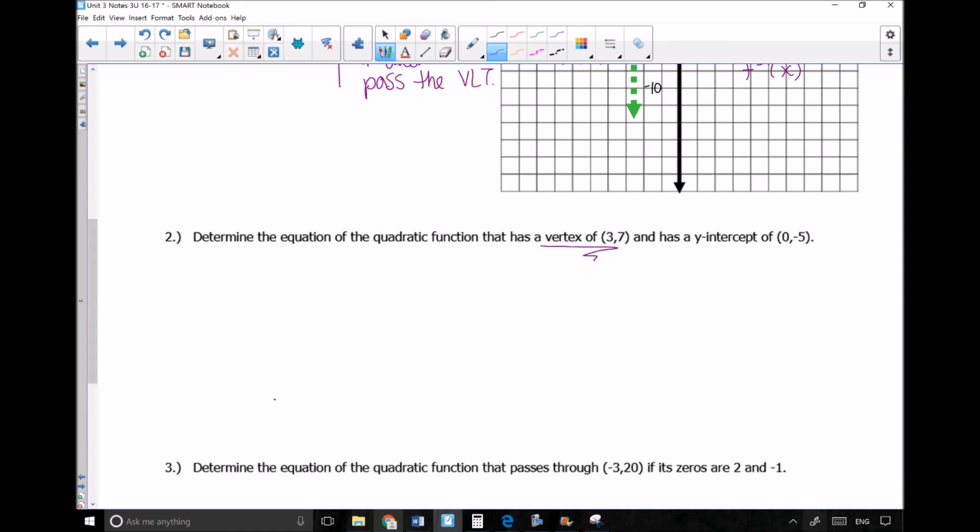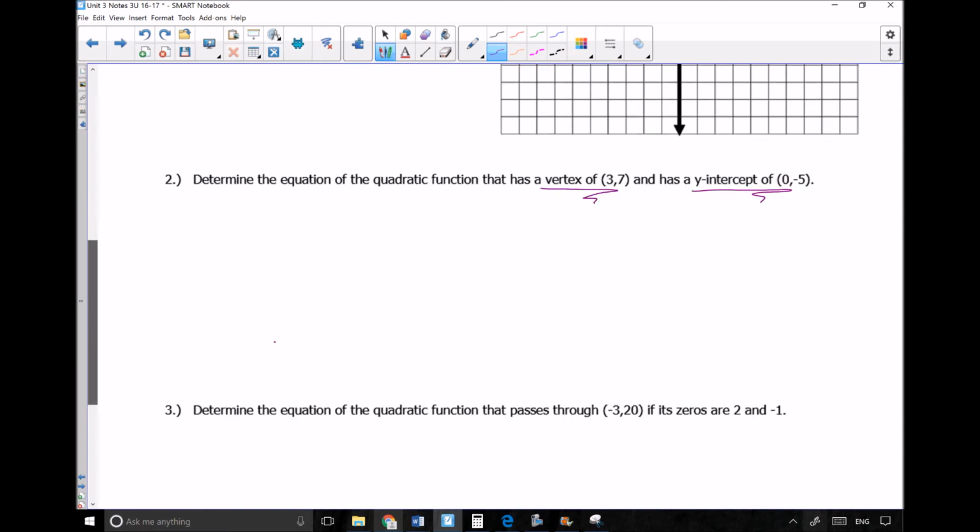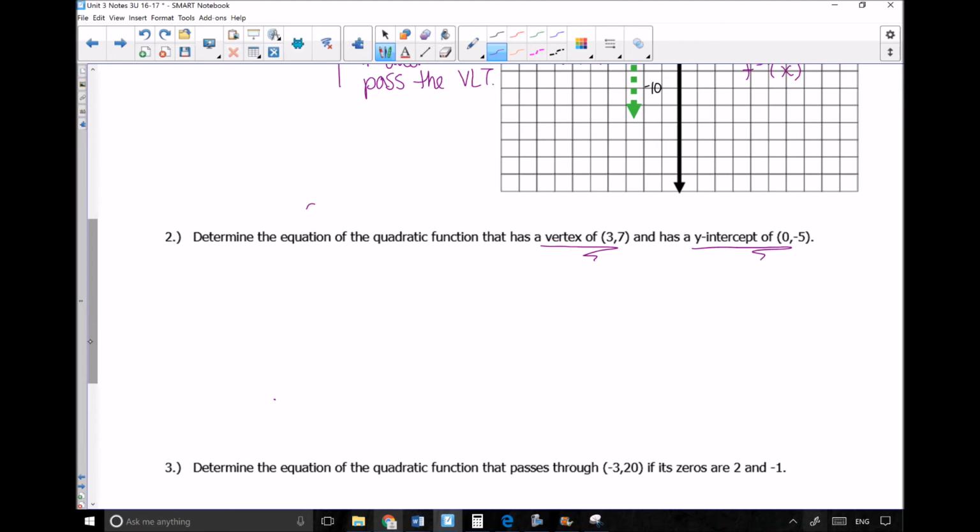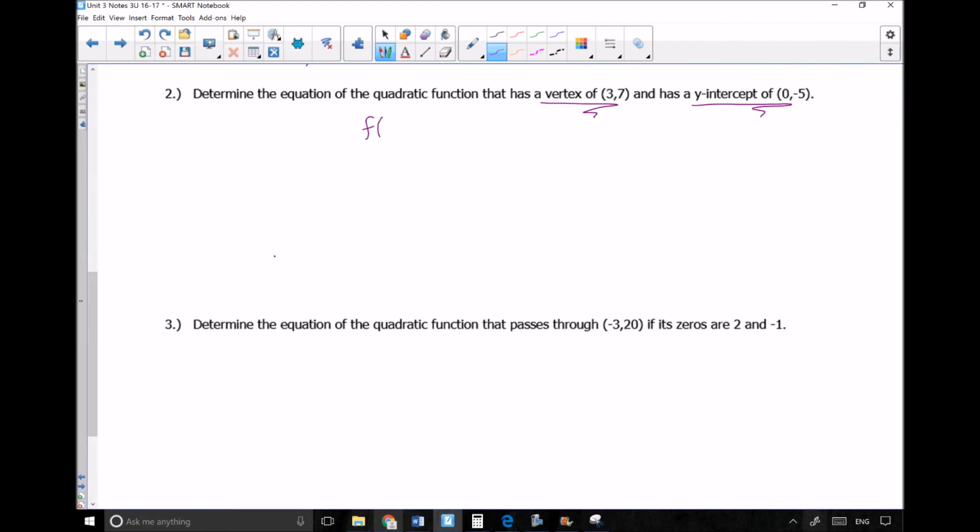Because it has a vertex of 3, 7, then most likely my best bet is to use the vertex form equation. So f of x is equal to a times x minus h squared plus k. So here I'm going to say f of x is equal to, I don't know the a value here, so we're going to keep it as a times x, and then here we're going to do minus 3. So x minus 3 squared plus k is going to be 7.